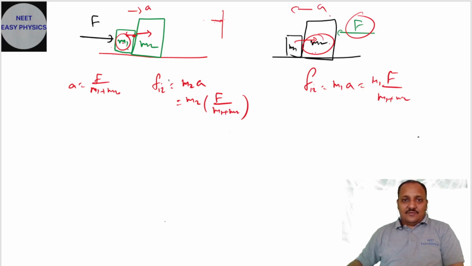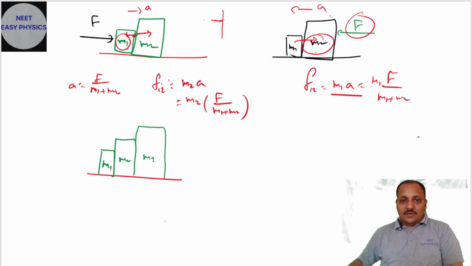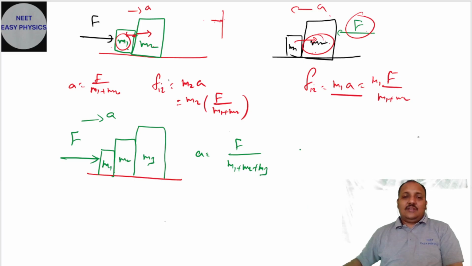Understood? If force is applied on M1, you have to take M2A as the contact force. If force is applied on M2, you have to take M1A. So like this, logically, if you remember, you will get answers fast. You can solve in the exam also very easily. Now with M1, M2, M3, I am applying force on M1. What is the acceleration formula? F by M1 plus M2 plus M3.